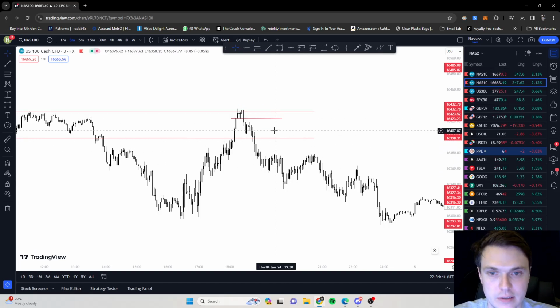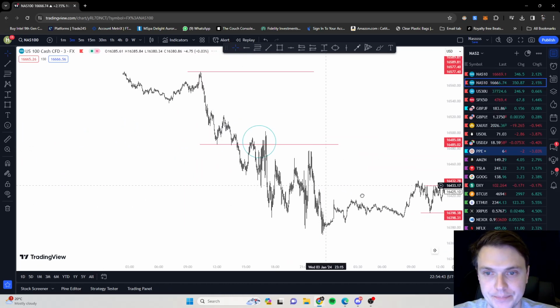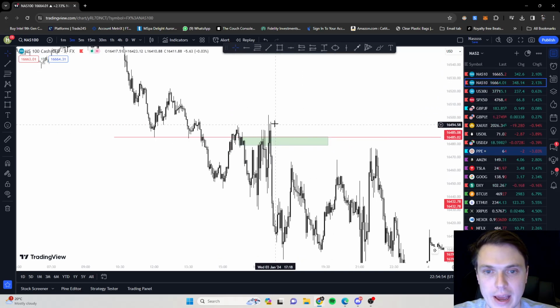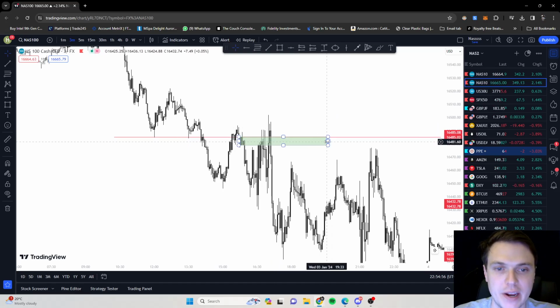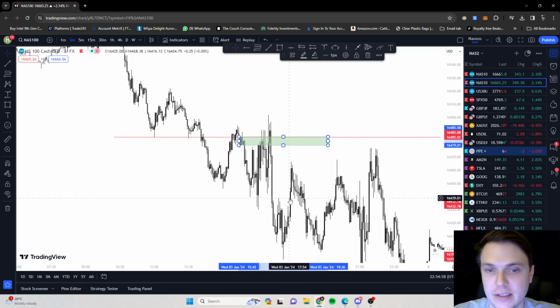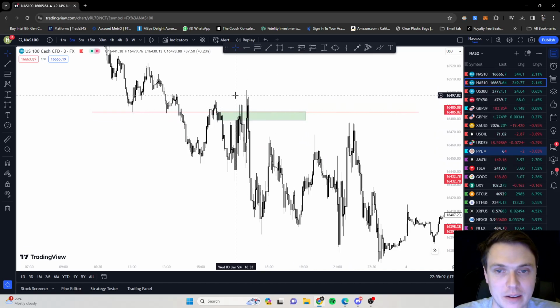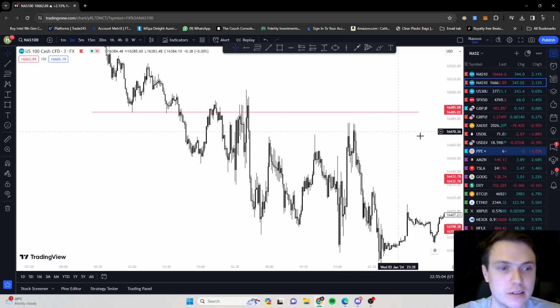How great is this? Okay, here's an example where it broke a low over there, and then it went up to retest this order block, and then it went up a little bit higher. But trading's not perfect, guys. So yes, it did go for the sell, but your stop loss might have been hit in this circumstance.